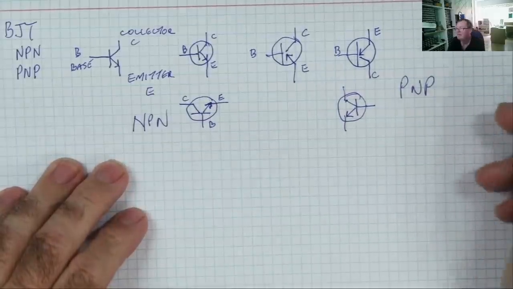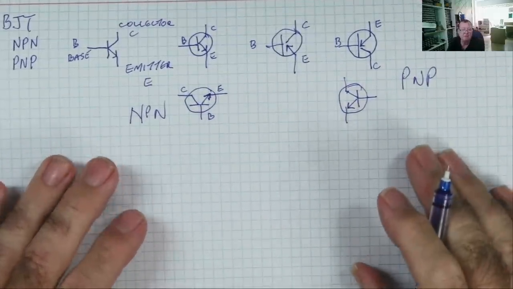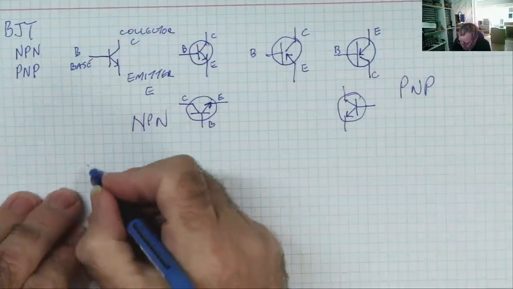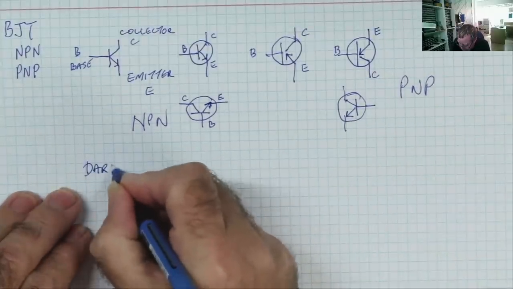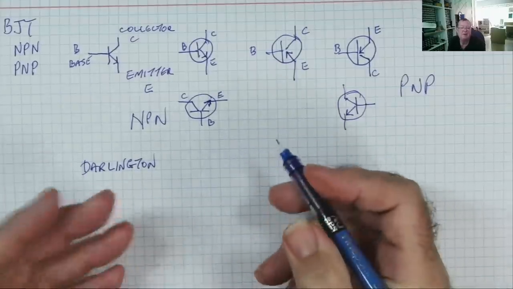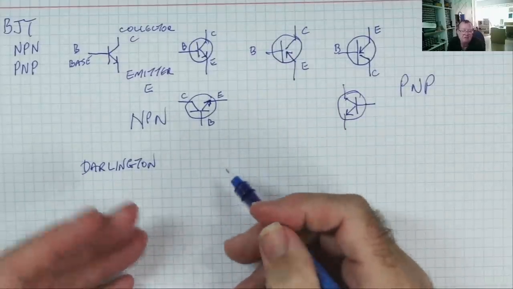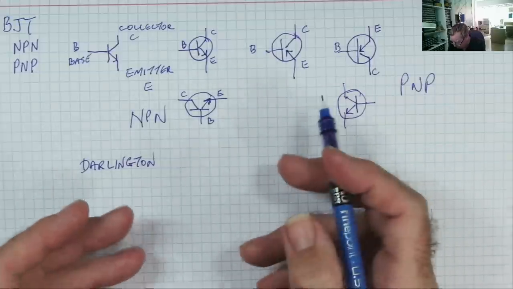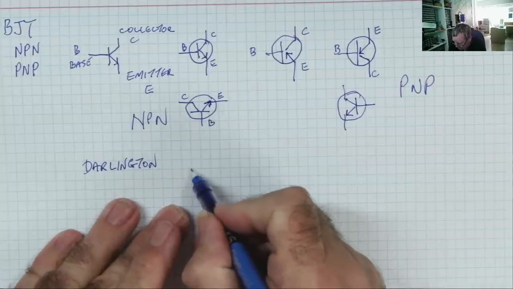There are a few other devices we should consider. One of them is the Darlington transistor. An actual Darlington transistor is two transistors in one package. It still has three pins, base, collector, emitter, but it contains two transistors. They can be NPN or PNP, and I'll show you the symbol. This is an NPN one.